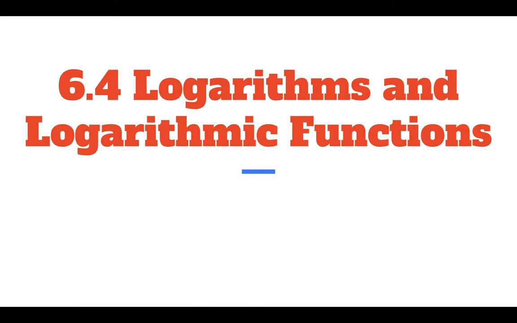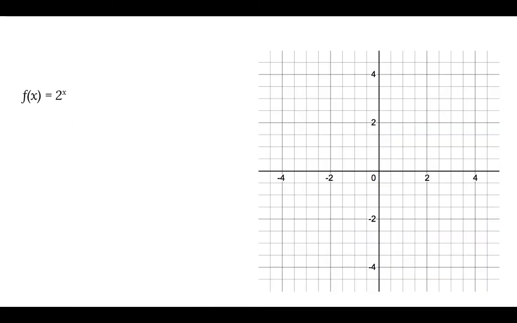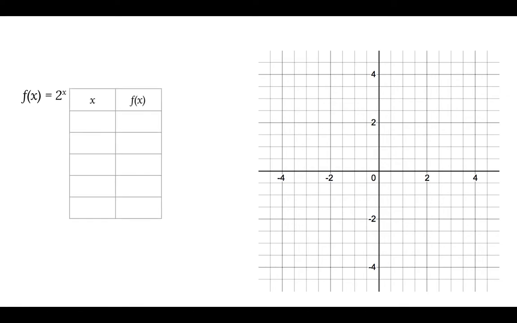Logarithms and logarithmic functions. In order to understand logarithms, we're first going to look at the exponential function f of x equals 2 to the x power. Making a table, we're going to plug in our base 5 points. When I do negative 2, 2 to the negative 2 power is going to be 1/4. Negative 1, I get 1/2. 2 to the 0 power gives us 1. 2 to the 1 power gives us 2. And 2 to the second power will give us 4.